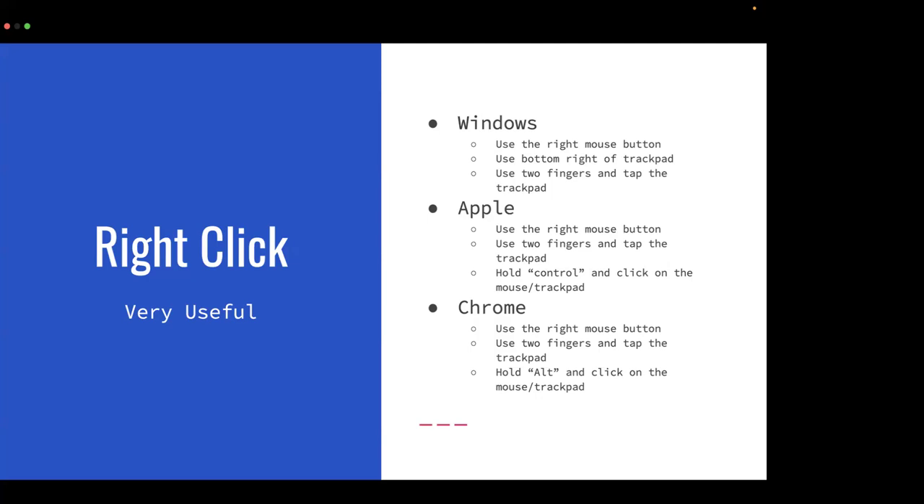On Windows, you'll use the bottom right of the trackpad, or you'll use the right hand button on your mouse, or you can select the option to allow you to use two fingers and tap the trackpad in order to right click. Apple, it's pretty much the exact same thing. Right mouse button, use two fingers and tap the trackpad, or you can hold Control and just do a left click. Chrome, same thing, except instead of Control for Mac to open the contextual menu of right click, you would hit Alt.